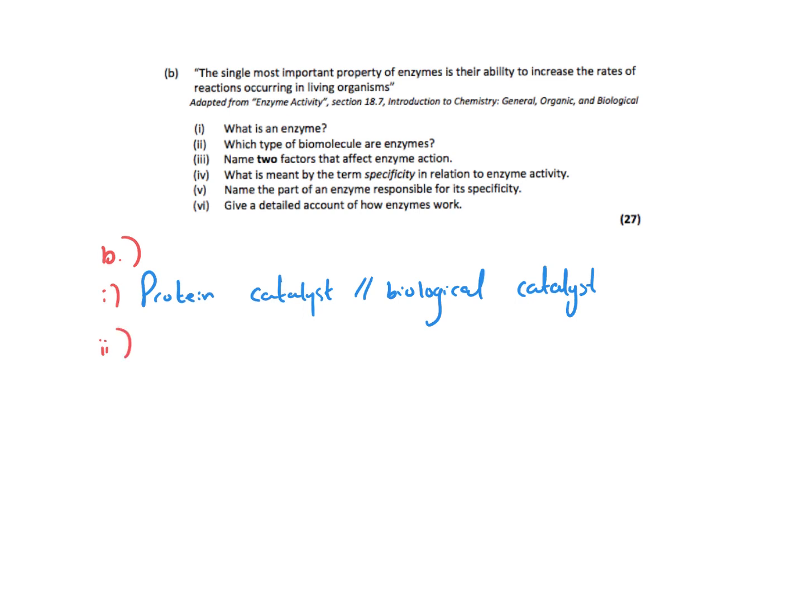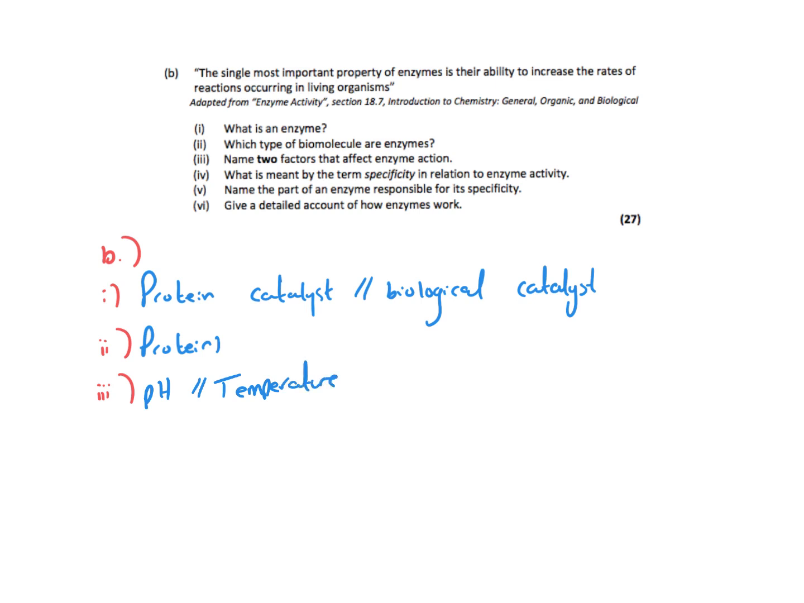Part 2, which type of molecules or biomolecules are enzymes? We've actually pretty much answered that already. We know that they're proteins. Part 3, name 2 factors that affect enzyme action. These were the 2 experiments which we talked about. We have pH and we also have temperature.